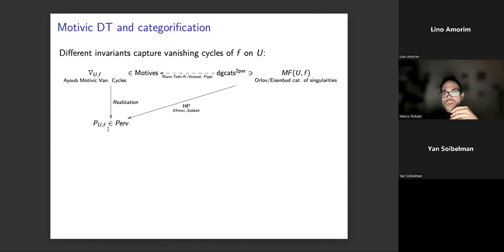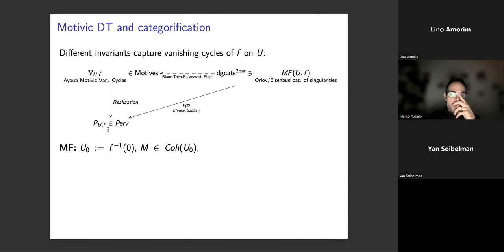And this is one reason why we're interested in these categories MF. So why are they 2-periodic? The reason is the following. Let's take a scheme U with a function f, and let's look at the zeros. Let's call U0 the zeros of this function.